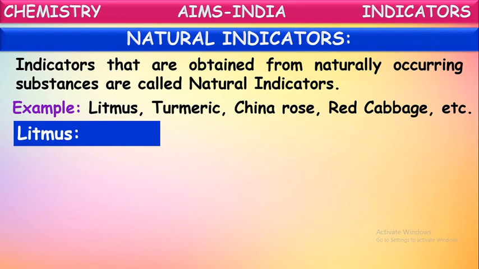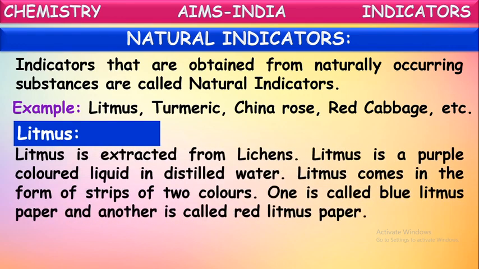See the first one, litmus. This litmus is extracted from lichen. It is a combination of fungi and algae. From these, this litmus is extracted. So it is obtained from natural substances, so it is a natural indicator. This litmus is actually a purple color liquid when dissolved into water. So it forms a purple color liquid with water.